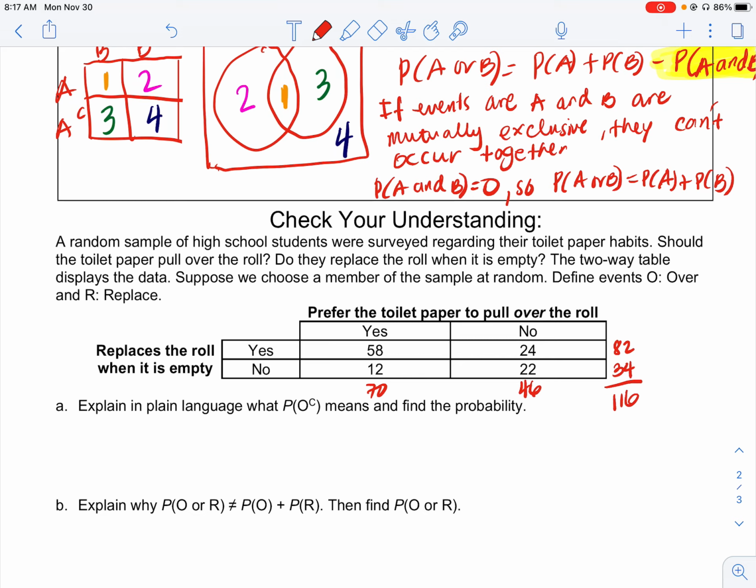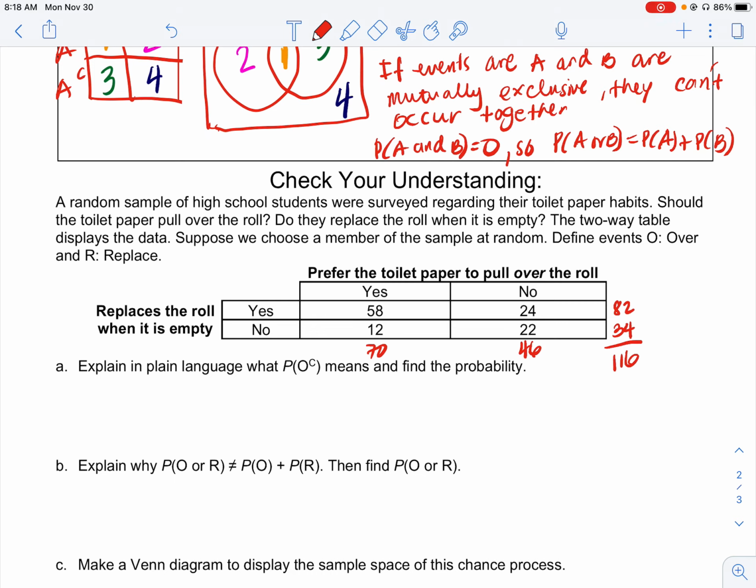Explain in plain language what P of O with a C on the top means, and find the probability. I am hoping that you've already watched the previous video so you know what C means. Do you remember O means over, right? And do you remember what C means? C means the complement of, right? That means not O. So let's put that in. We have P of.